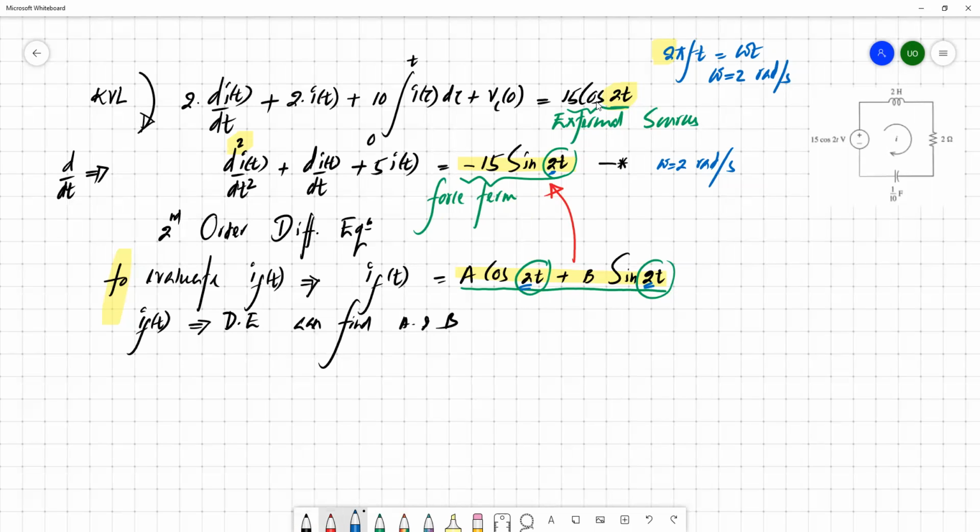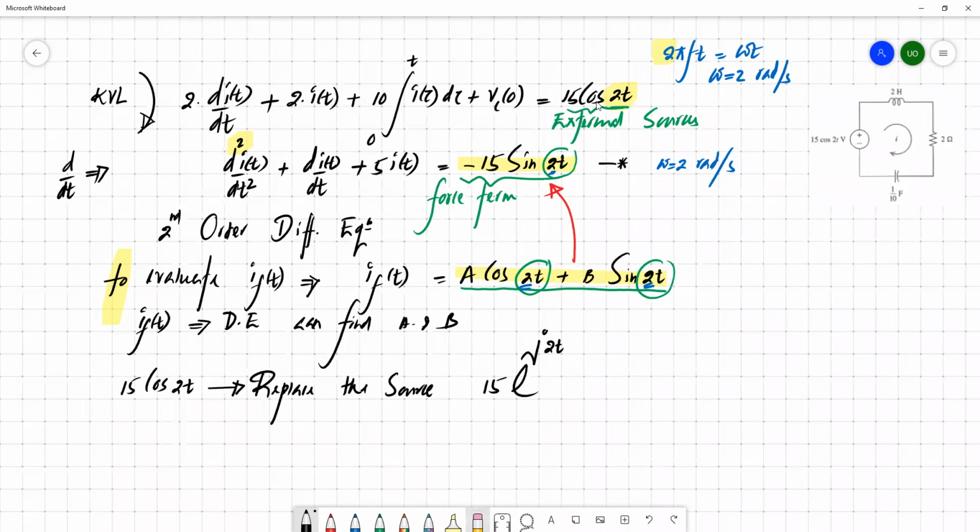Then we argue that rather than moving with the 15 cos 2t, we can basically replace the source with its exponential component. So what we can simply do is replace it with e to the power j2t.